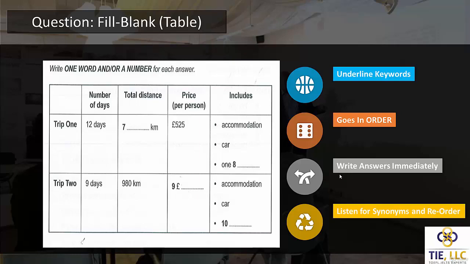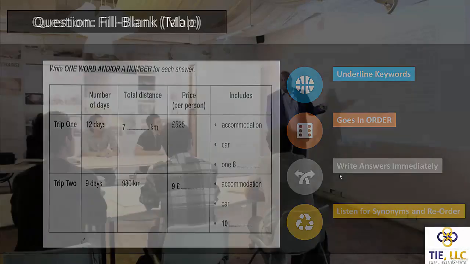It's a table here, but it goes in order. Like all fill in the blank questions, it goes in order. You want to write your answers immediately and listen for synonyms or for possible reordering of the sentence. But here, like in this one, there are no sentences on the table, right? This one is very, very straightforward. And this one that you're looking at right now is probably from section 1.